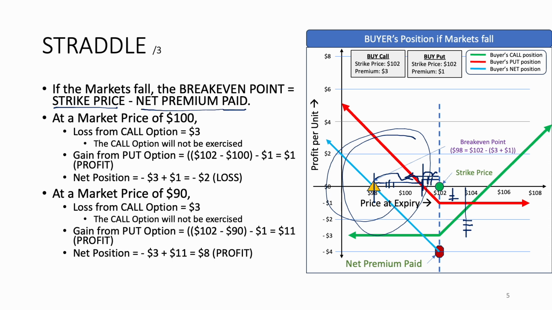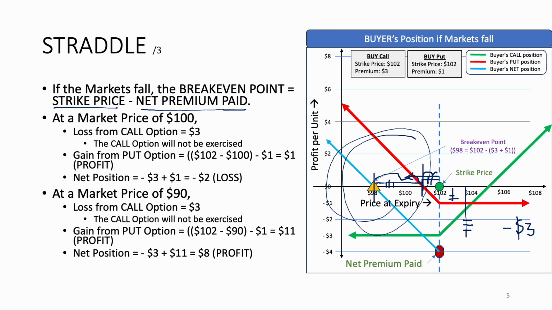So let us see the situation when it is at $98, to verify whether it works or not. At $98, the market price is below the strike price of the call option, so the call option will not be exercised. So we will have a loss of $3, which is the premium paid for the call option. So this is a loss of $3.